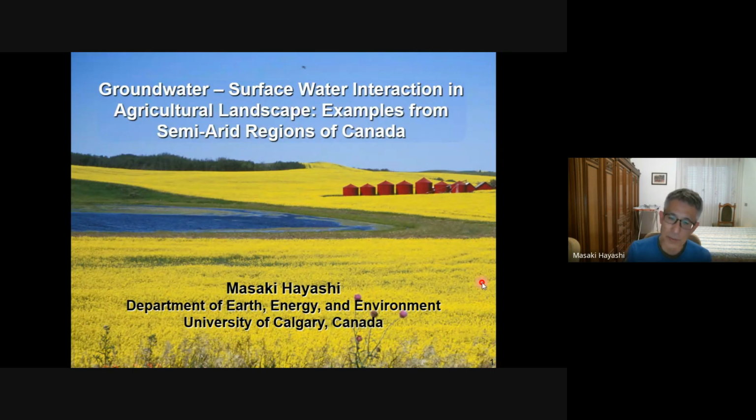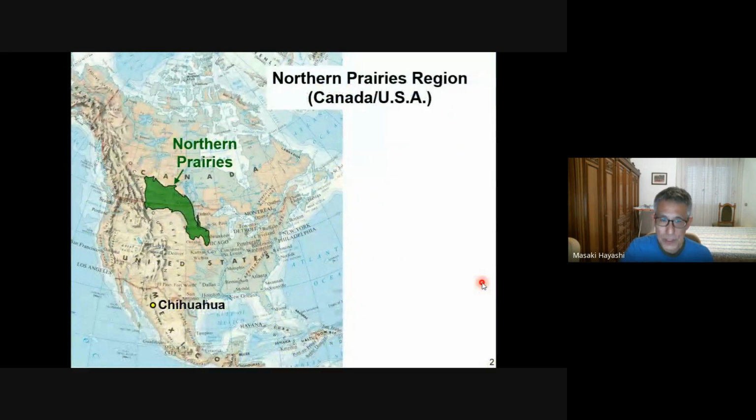I'm going to tell you more about the climate of where this study was conducted, but also the agricultural setting. Here's a map showing where you're based, Chihuahua. This green region is called the Northern Prairies. It's a very large region spanning both Canada and the United States. It has common climatic and geomorphologic characteristics.